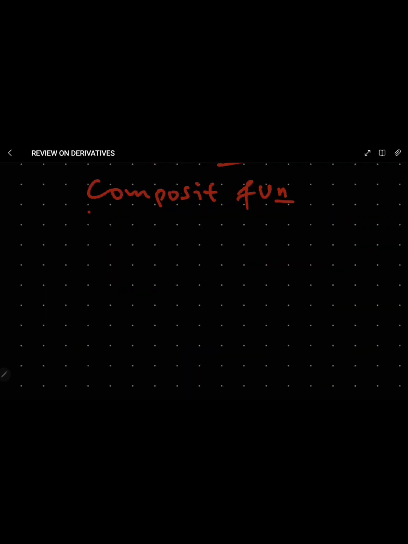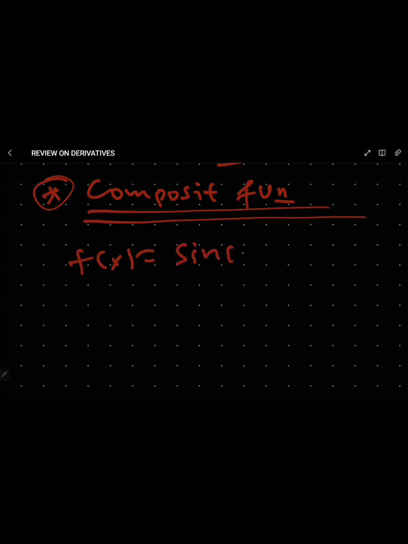Now, how do we do composite functions? Sometimes you need to take care whenever you are given an expression. It needs a technique to split a given composite function into two functions. For example, if you are given f of x is equal to sine of x squared. What is the derivative of this one? Before you do the derivative, you split this one as a composite function. There are two functions, and their composition gives you f of x.